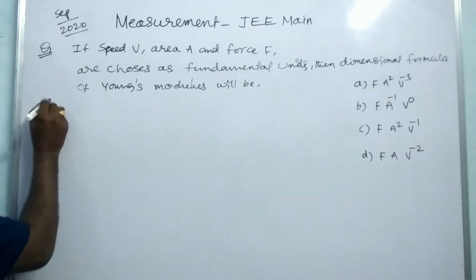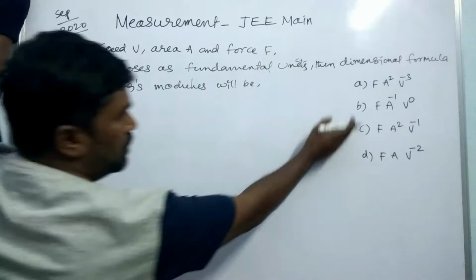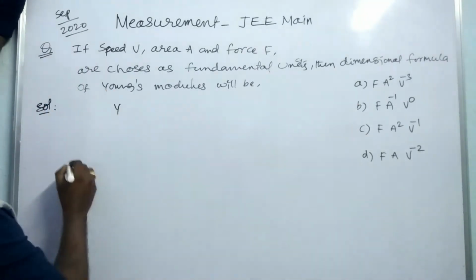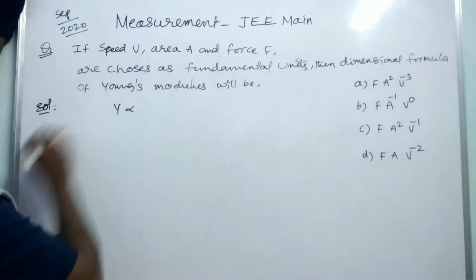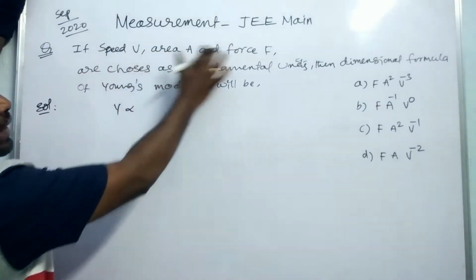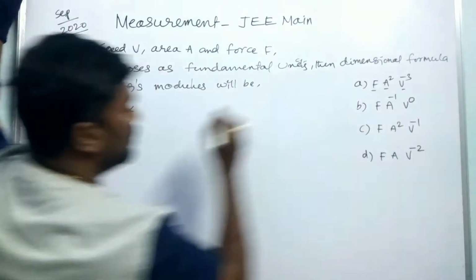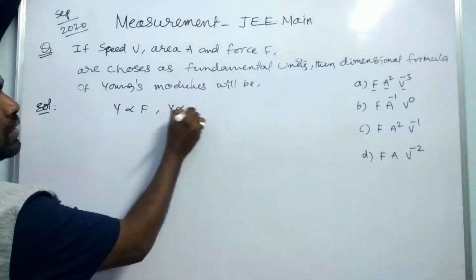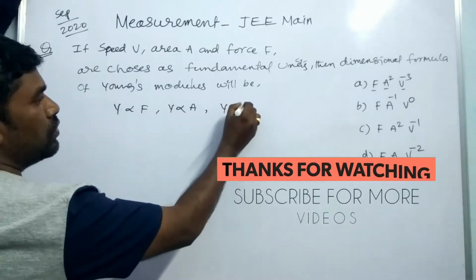So now let us find the dimensional formula of Young's modulus. There are 4 options: A, B, C and D. Young's modulus is denoted by the letter Y. Here we can write that it is directly proportional to what was given: speed, area and force. So we have to take in this order: Y is proportional to force, Y is proportional to area, and Y is proportional to speed.